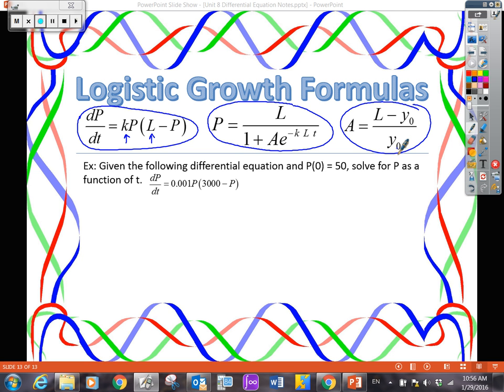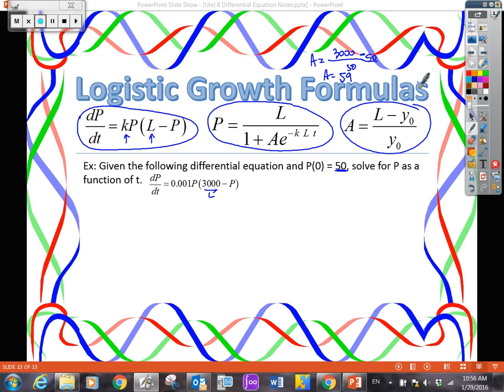So the first thing I'm going to do is use A. So A equals. L we read right out of this. L is 3,000. So 3,000 over 3,000 minus Y naught. That is 50 over Y naught. So 3,000 minus 50 over 50. We subtract and reduce, and A is 59. So that's my A value.